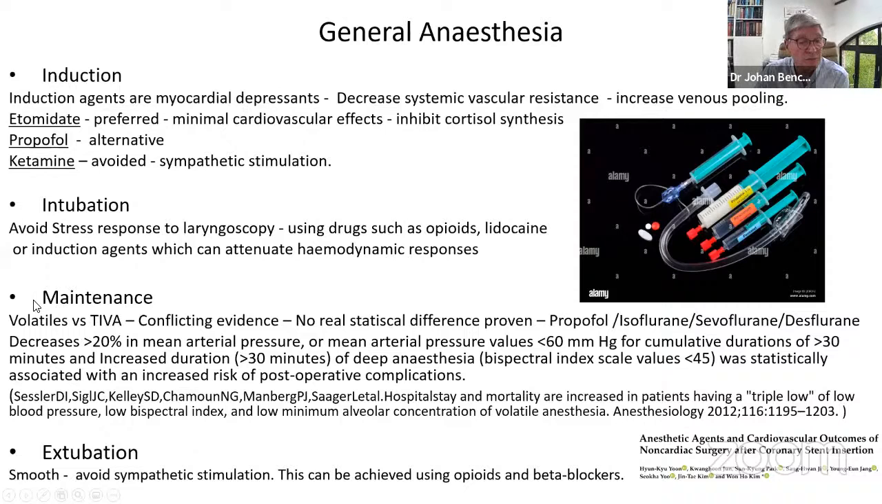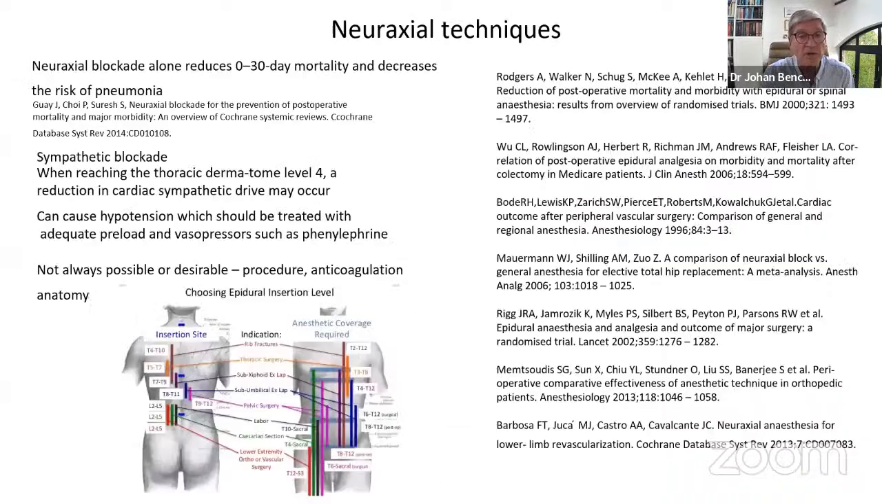As I said, with maintenance, there's a lot of studies comparing volatiles with TIVA. There's no real statistical difference proven, and you can use any of these. The only thing that stands out in the literature maybe is sevoflurane at the moment. But the rest, all of them are good to use. It's how you use it, not what you use. Then with extubation on non-cardiac surgery, just do it smoothly. Avoid sympathetic stimulation. You can achieve this by using opioids, your remifentanil infusion, and your beta blockers in patients.